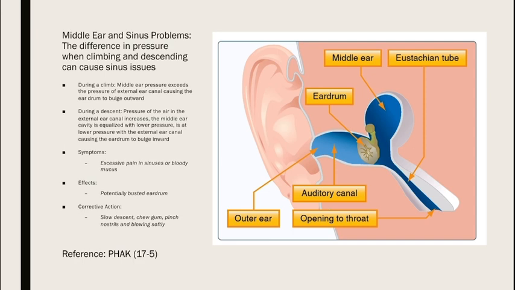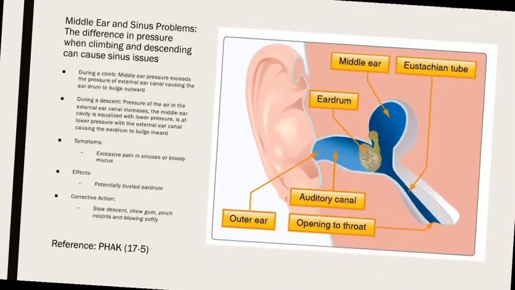And during a descent, the pressure of the external ear canal increases. So the middle ear cavity is equalized with the lower pressure, and at the lower pressure with the external ear canal, it causes the eardrum to bulge inward. And this causes a lot of pain, and this is why you do not want to fly with any sinus infection or sinus issues at all, because you could run the risk of blowing out your eardrum. And these symptoms are, like I said, excessive pain, and sometimes you can even have bloody mucus.